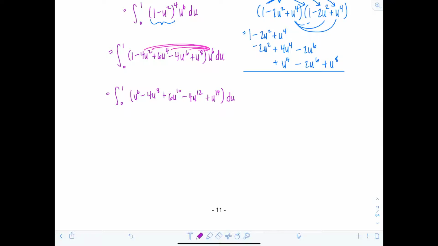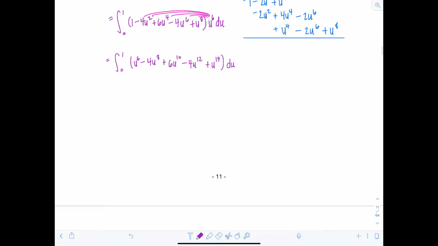And now you can anti-differentiate, whoo, at long last. So here we have 1/7 u to the 7th minus 4/9 u to the 9th plus 6/11 u to the 11th minus 4/13 u to the 13th plus 1/15 u to the 15th. Thank goodness it's just from 0 to 1 and not some other wacko number. Okay, so let's plug in those limits of integration.